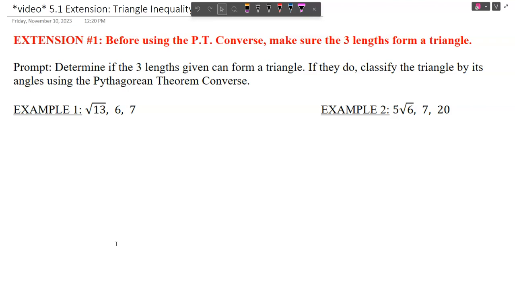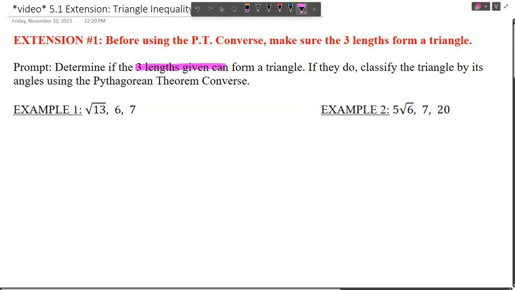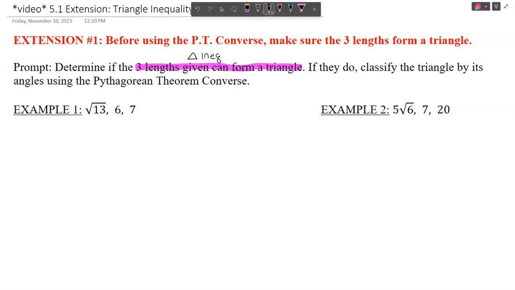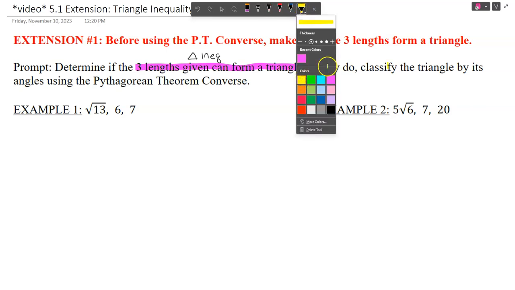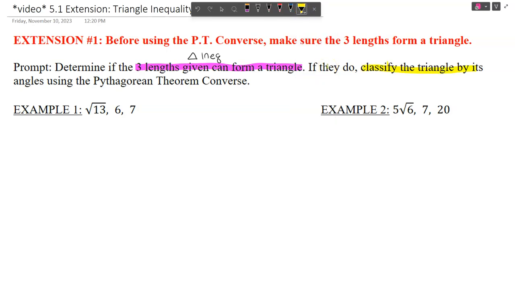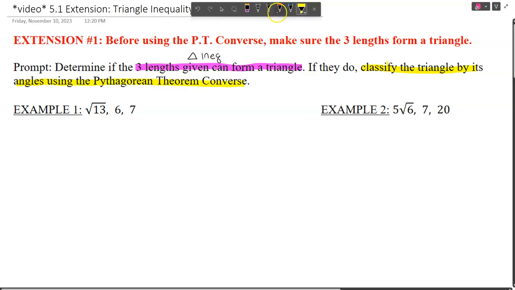The question says, determine if the three lengths can form a triangle. That first prompt is using the triangle inequality, so we have to test that first. Once we've decided that it can form a triangle, then we will apply the Pythagorean theorem converse and classify the angles. So let's talk about the first part.